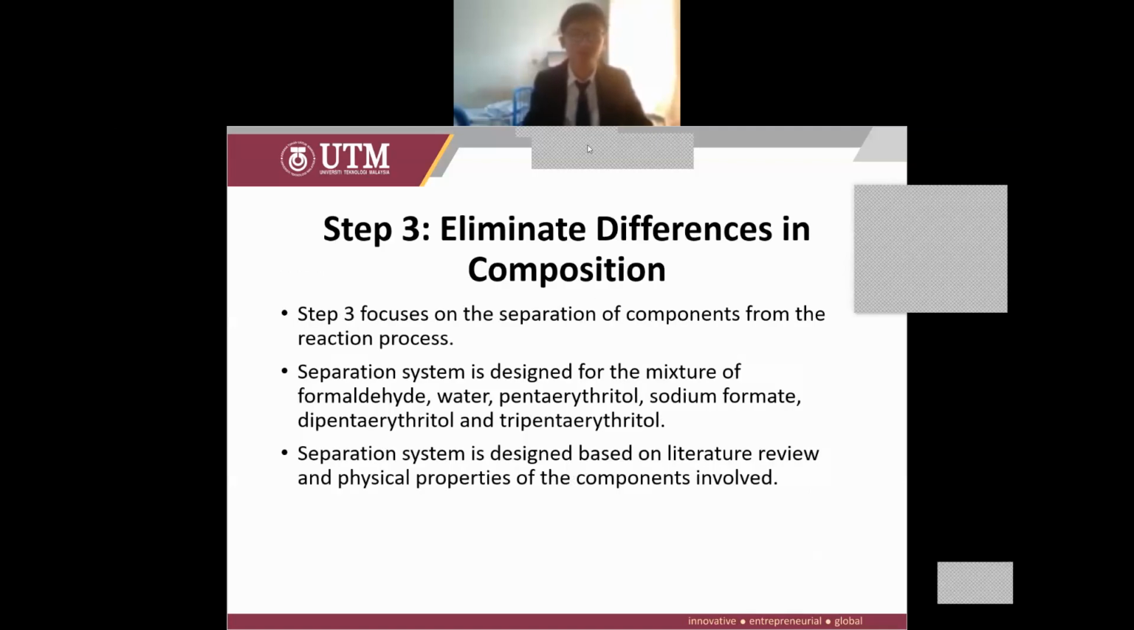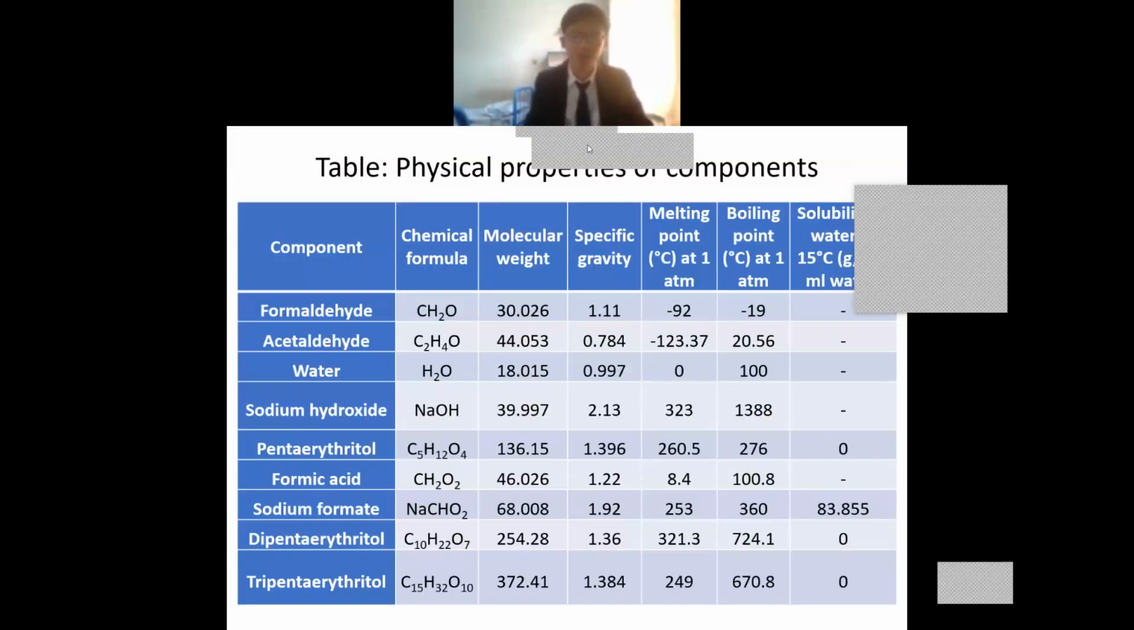Step 3 is to separate the components from the reactor. The separation system is designed based on the literature review and the physical properties of components. Next. Okay, this table shows the physical properties of components involved in our process. Next.